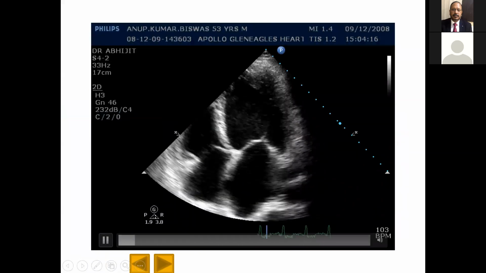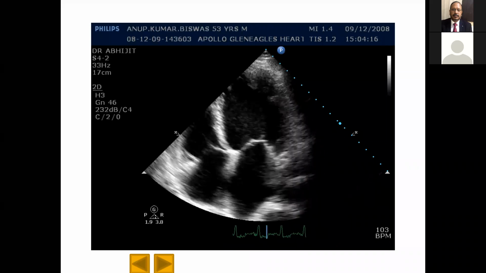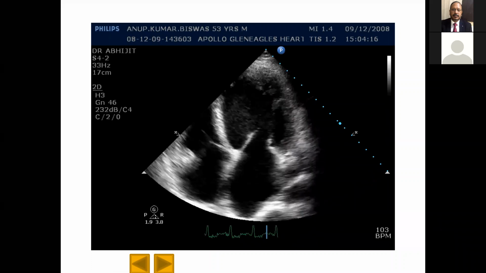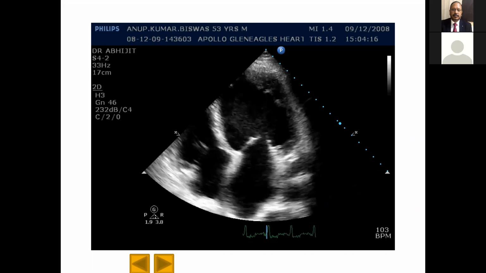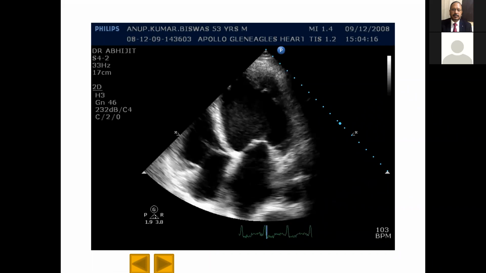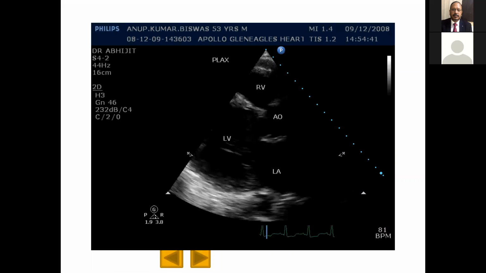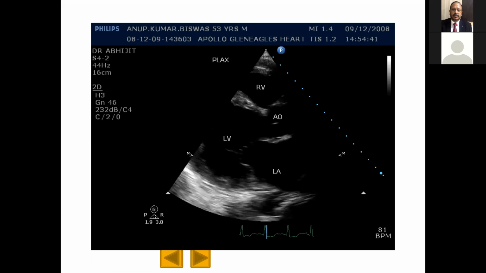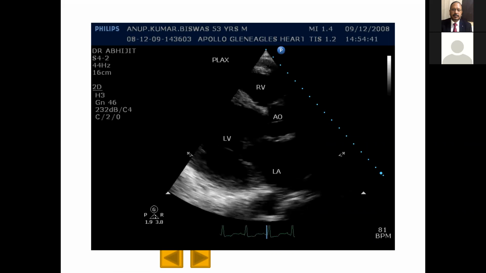This is a patient of dilated cardiomyopathy. Look at the left ventricle. The ejection fraction is very poor, maybe 20 or 25%, and all the segments of the left ventricle are contracting poorly. Same patient, parasternal long axis, and see that the contractility of the septum and posterior wall are depressed.